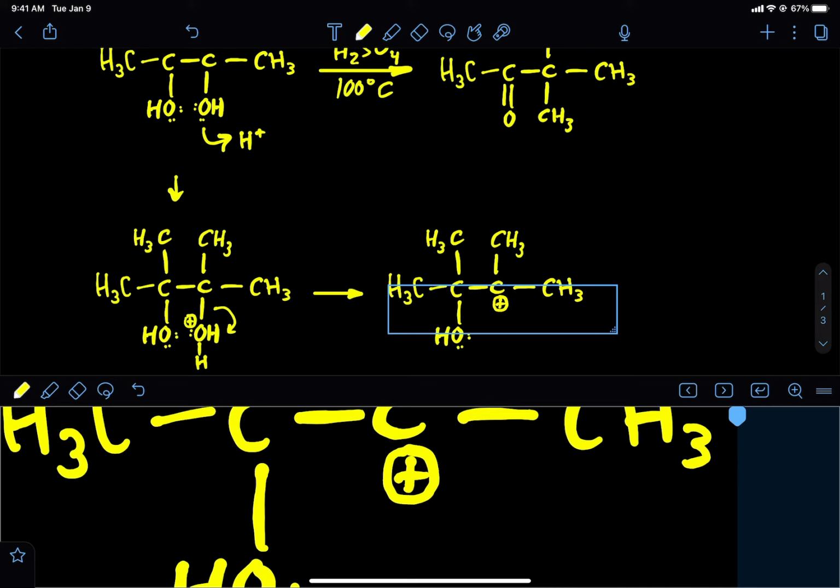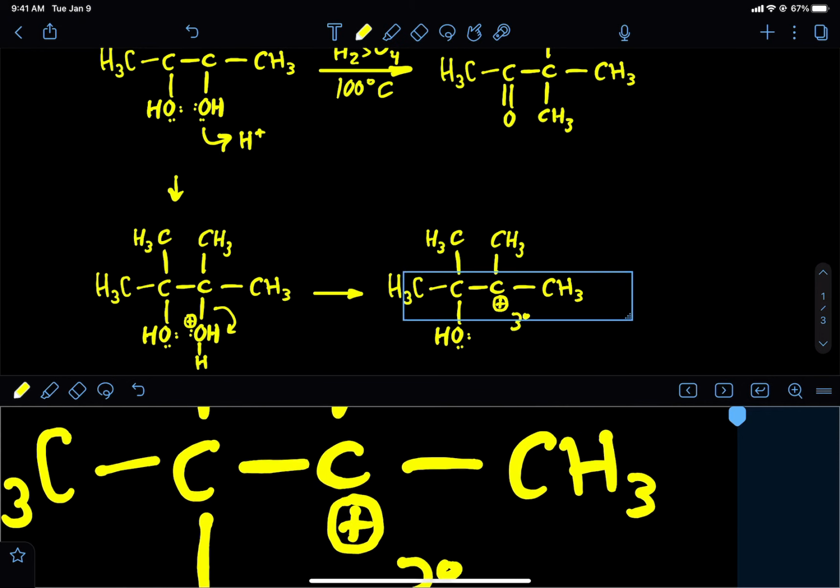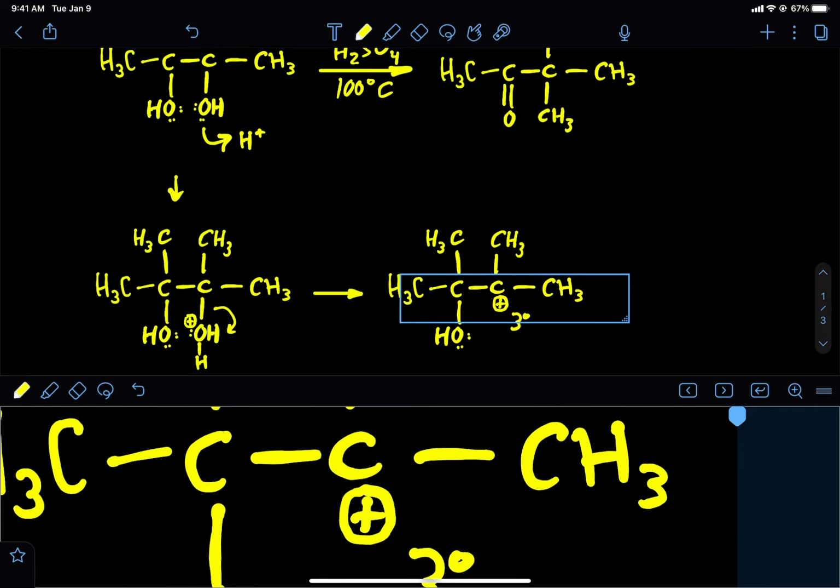But ultimately, this gets us a tertiary carbocation, right? Our carbon bearing the carbocation has 3 carbons on it, okay? It's very stable because of that. And whenever you have carbocation formation, you need to take that into account. If your carbocation is not stable, it's not likely to form. If your carbocation is stable, it's extremely likely to form. And in the case of Pinacol, we get a nice stable tertiary carbocation.